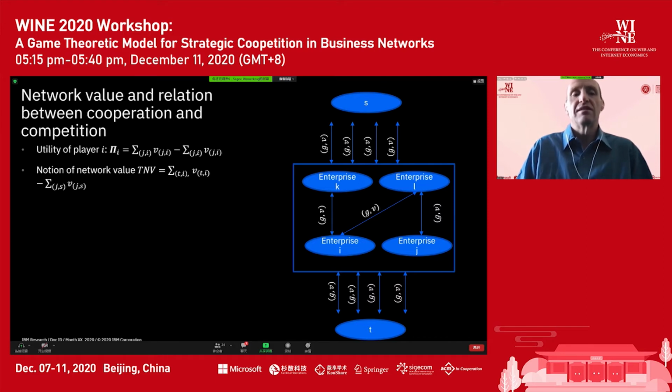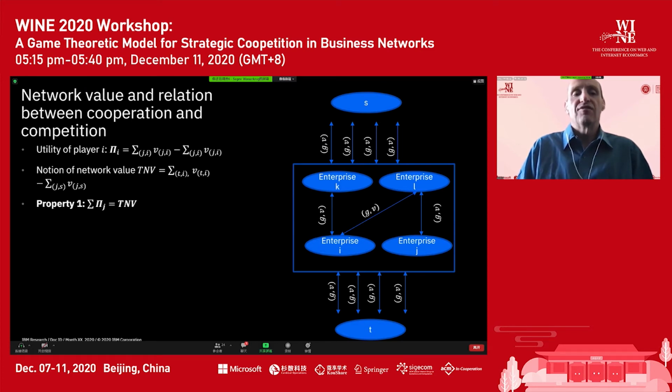And we define the notion of the network value as the sum of the value flowing into the network from outside minus the sum of the values flowing outside the network. So this is basically a quasi-linear utility model. And what we found to hold are two very core results, and they're pretty straightforward, but they do show some interesting properties.